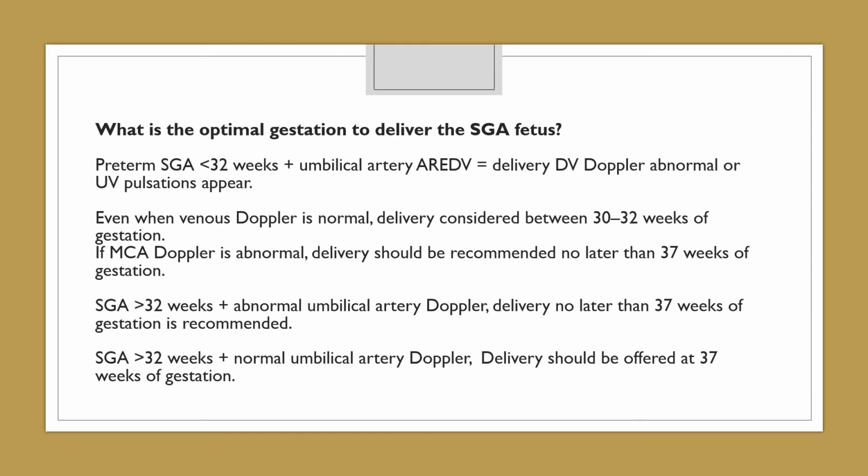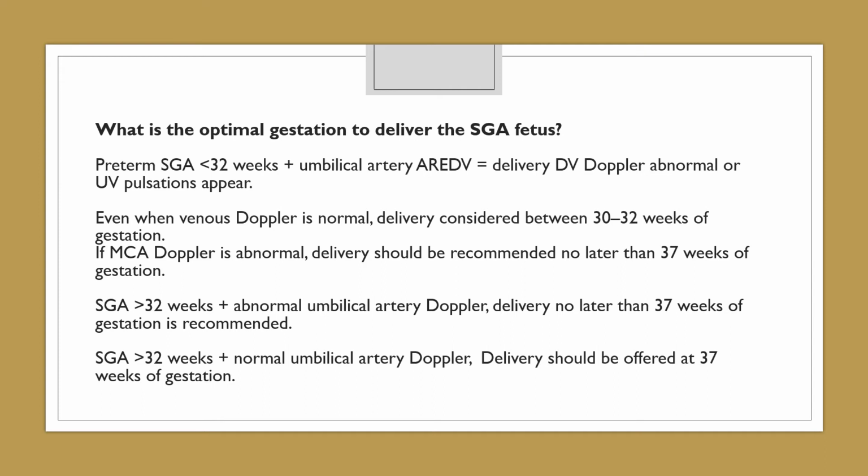What is the optimal gestation to deliver the SGA fetus? So if baby is preterm SGA, that's less than 32 weeks, with umbilical artery Doppler showing absent or reversed end diastolic velocity, then delivery with ductus venosus Doppler if it's abnormal or UV pulsations appear. So in a preterm baby, if ductus venosus Doppler is abnormal or UV pulsations appear, then delivery is recommended.